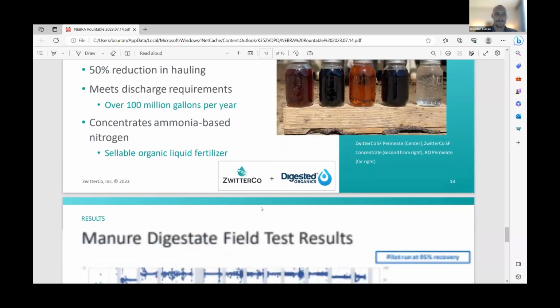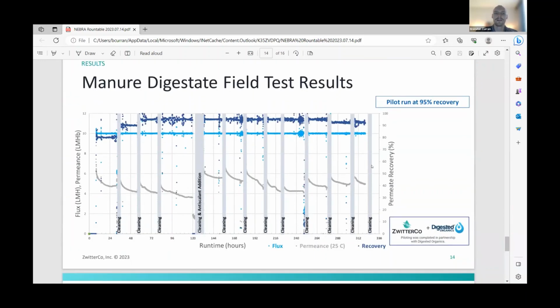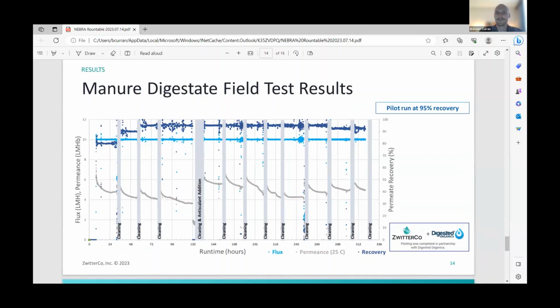They have some data from that study. This is the data from the field study. Unfortunately, I don't have the commercial case study yet. We're still working on that since it's been in operation for only 3 months now. But this is the data from the field study that confirmed the use of SF in the process. For this specific stream, the most important thing is that we had a steady flux, 10 LMH for this digestate stream. We had a recovery of 95%, so 95% of the water going in is coming out in our permeate stream and going to the RO system.